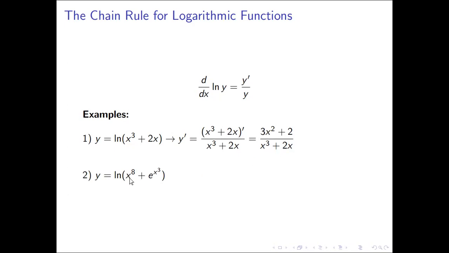Okay. Differentiate the term inside. Here, the derivative of x to the 8 is 8x to the 7. And then derivative of e to the x cubed is itself times the derivative of the exponent. Chain rule for exponential functions. So 3x squared. Then copy the expression. Simplify. Rearrange a little bit. Okay? So if it's just like this, the rules are really quite easy, as long as you memorize them and know how to use them.